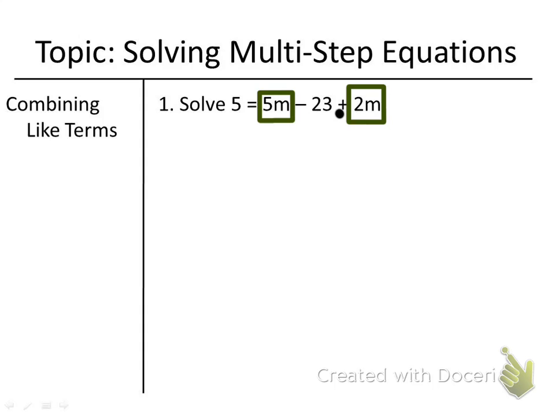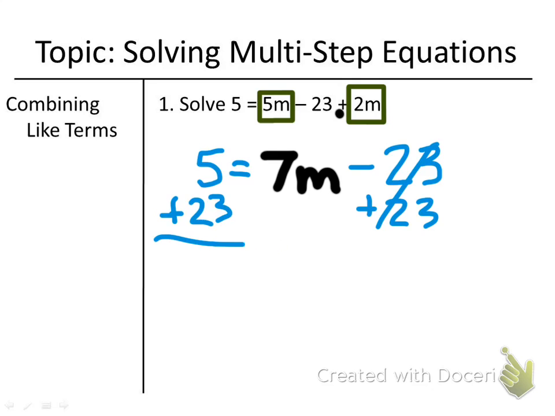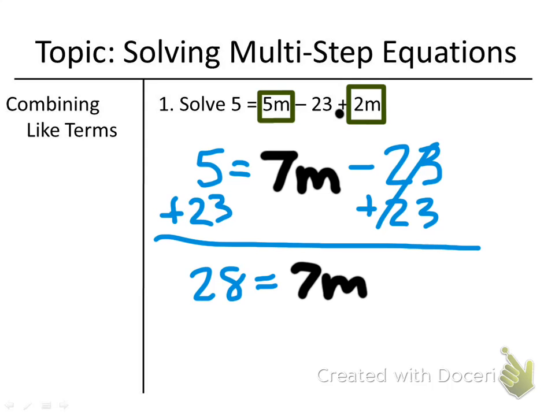Whatever's in front of the 2m tells me to add or subtract. Now I have 7m, and I'm going to keep my other numbers and just bring them down. Next, I'm going to move all of the numbers to one side of the equation and leave my variable on the other. So I'm going to move the 23 to the other side. Whatever I do to one side of the equation, I do to the other. So if I'm adding 23, I add 23 to the other side, and I get 28 equals 7m.